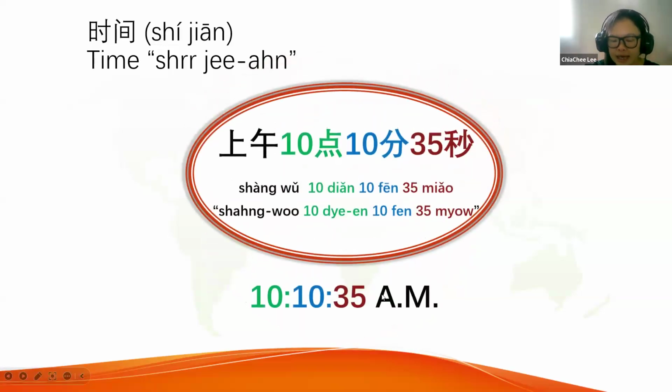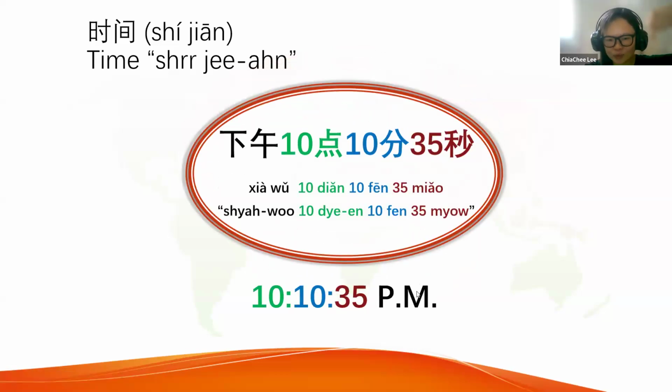For 上午, we know it's AM. So we will say 上午10点10分35秒. Well, the 35秒 is actually optional lah. And in English version, we observe that actually the AM is placed at the back. Yes, it's a reverse pattern. So for 10 AM, we will say 上午10点10分. As for 10 PM, again, we just mention 下午10点10分. The 秒 is optional. If you want to read, you can.